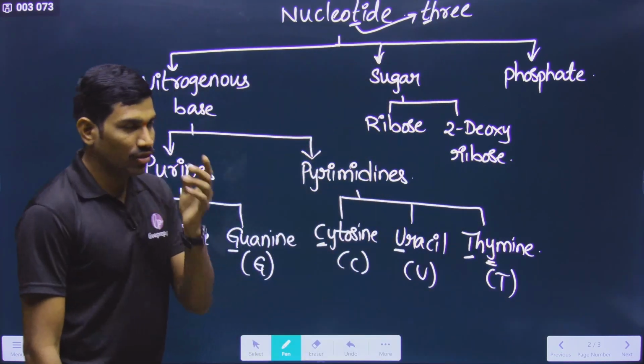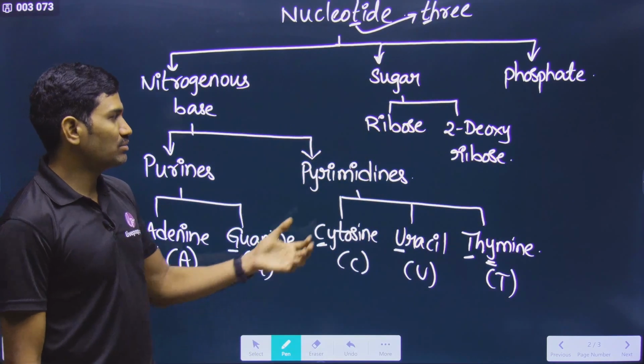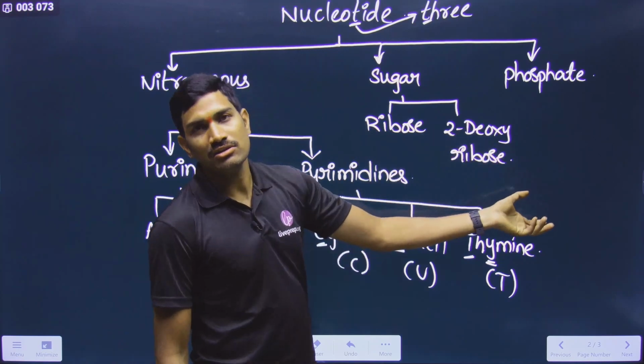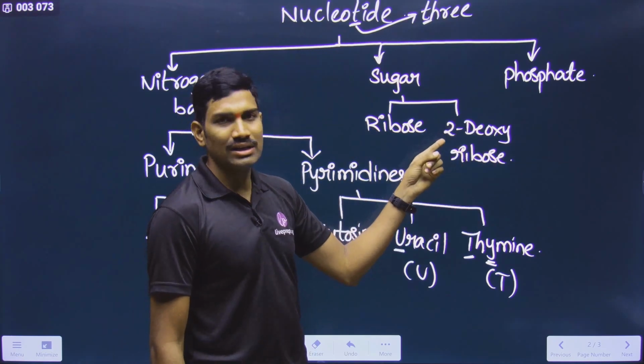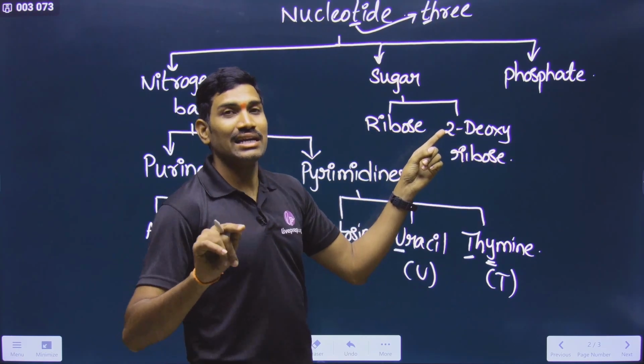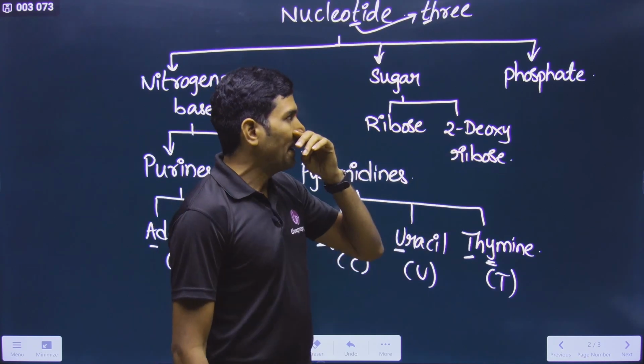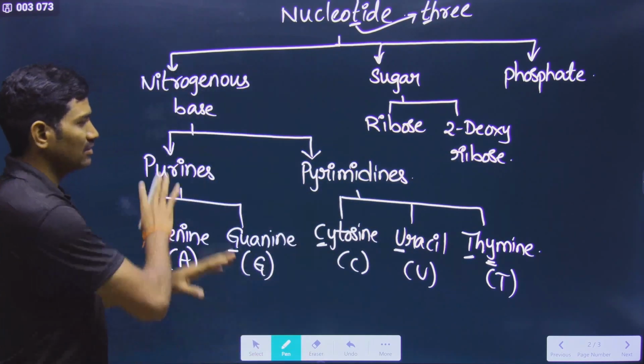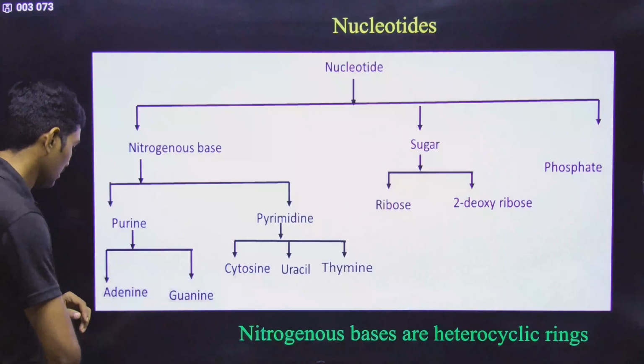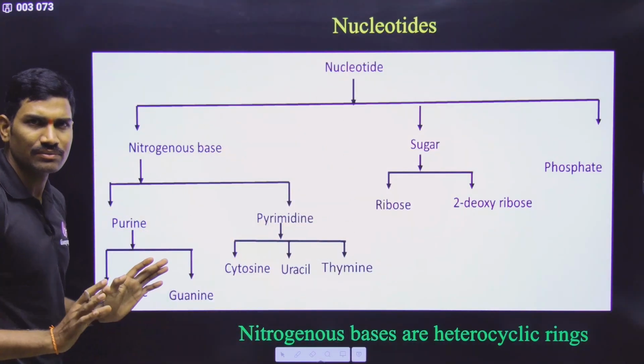So overall, we are observing 2 types of sugars: ribose and deoxyribose. In deoxyribose, which carbon is affected? At the second carbon, oxygen is removed. That's why it is 2-deoxyribose. And then there is a phosphate group, that's it. These are the things, and the same thing I have mentioned here.